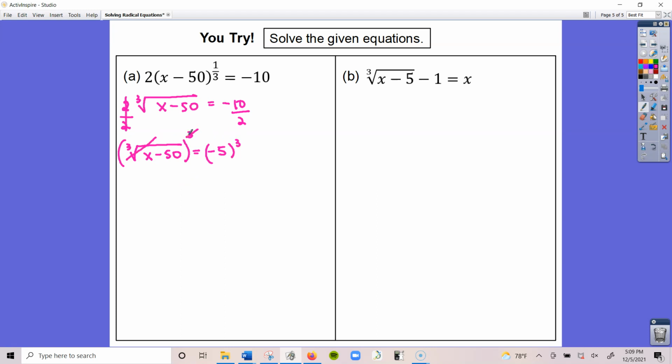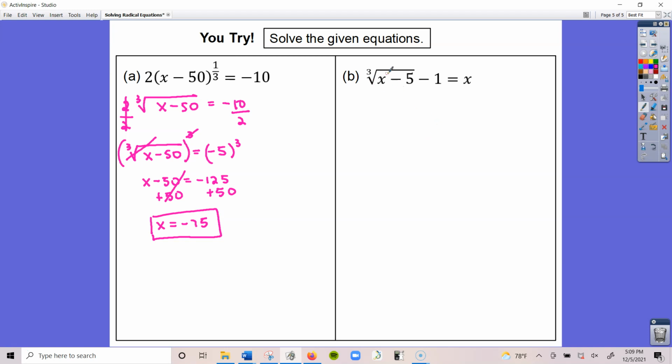This radical will cancel with the exponent, and I'm left with x minus 50 is equal to negative 5 cubed, which is negative 5 times negative 5, which is positive 25, times the third negative 5 is going to be negative 125. Finally, to solve for x, I would add the 50. So x is going to equal negative 125 plus 50, which is negative 75. And again, I don't have to check for extraneous solutions since this is a cube root equation.